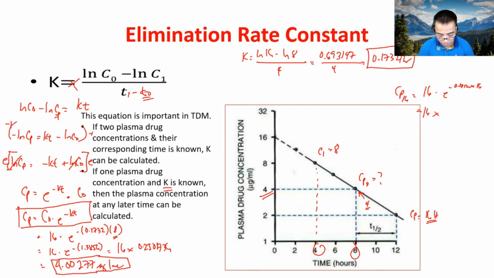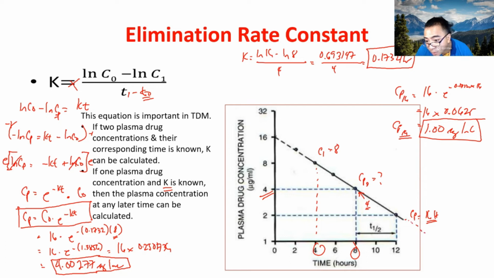So, 0.1732 times 16 gives a negative answer, and then 16 times 0.0625, you get an answer of 1.00. That's microgram per ml. So on the 16th hour, the plasma concentration will be approximately 1. So if I was to trace this, most likely it is here already. Alright. So I hope that makes sense, class. And this is the equation, and this is the formula that we use to determine this.